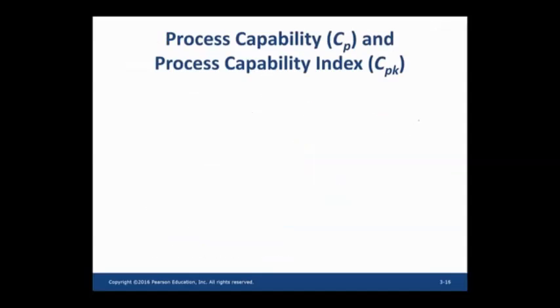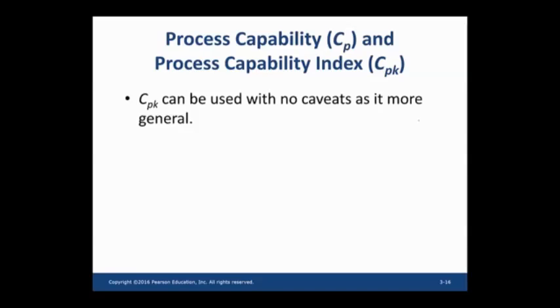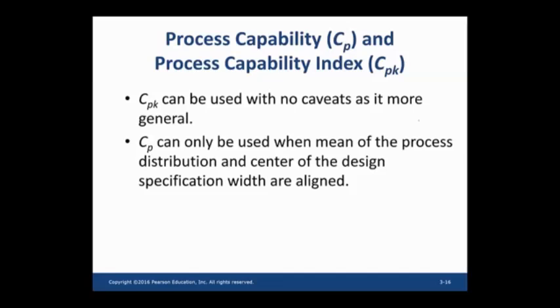If you want to summarize process capability and the process capability index, it's the following. CPK can be used in any situation because it is more general as it takes the shift in the distribution mean into account. CP can only be used when the mean of process distribution and the center of the design specification are aligned. So that's the end of the video.